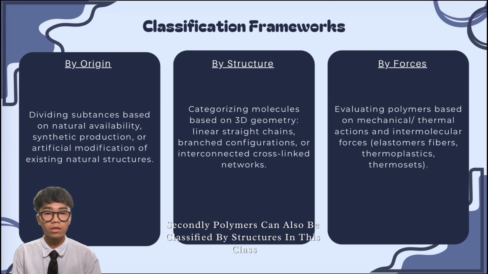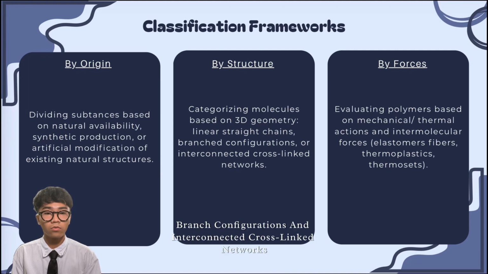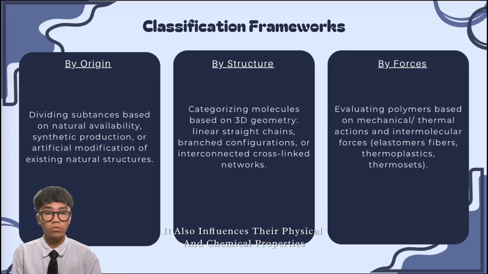Secondly, polymers can also be classified by structures. In this classification, molecules are categorized according to their three-dimensional geometry, such as linear straight chain, branch configuration, and interconnected cross-link networks. Since molecular structures affect the arrangement of polymer chains, they also influence their physical and chemical properties.